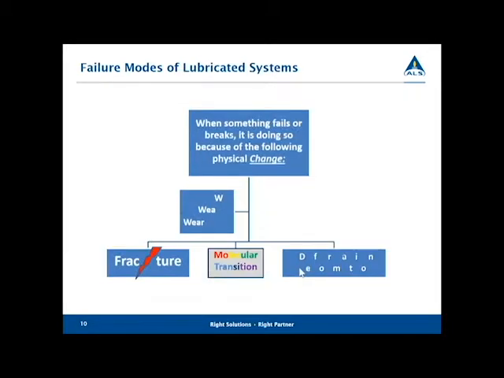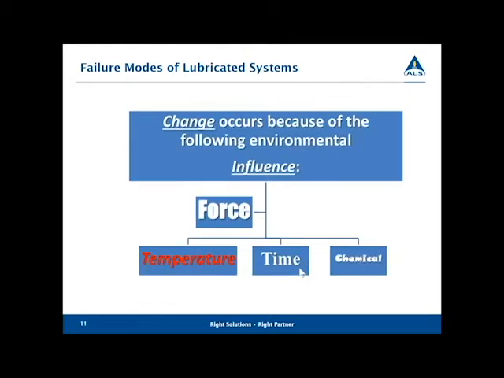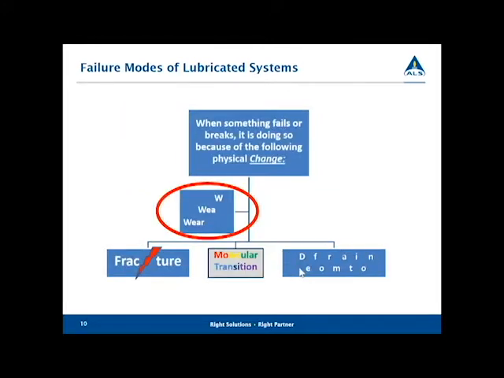Now, when something fails or breaks, it's doing so because of a particular change. That change could be wear, where things are actually wearing out. Could be due to fracture, parts breaking, or molecular transition. That could mean anything from metal oxidizing to breaking up crystallinity, or it actually becomes deformed. Some sort of deformation occurs due to changes: wearing, fracturing, molecular transition, and deformation. I'm hard pressed to figure out if anything falls outside of those four realms of change.